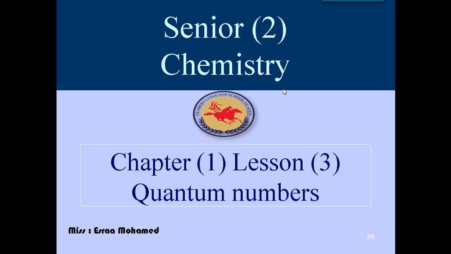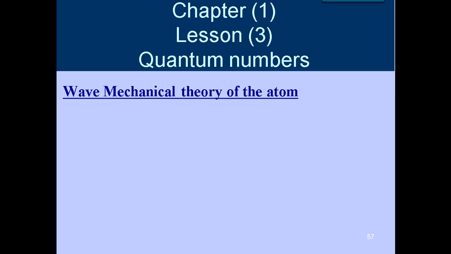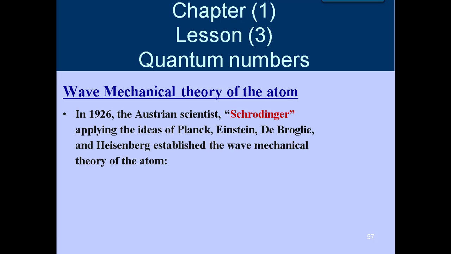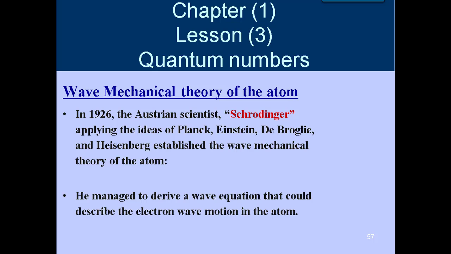We're still in chapter 1. Let's start with lesson 3, quantum numbers. In the previous session, we discussed that Schrödinger applied the ideas of Planck, Einstein, de Broglie, and Heisenberg and established something which is called the wave mechanical theory of the atom. He managed to derive a wave equation.